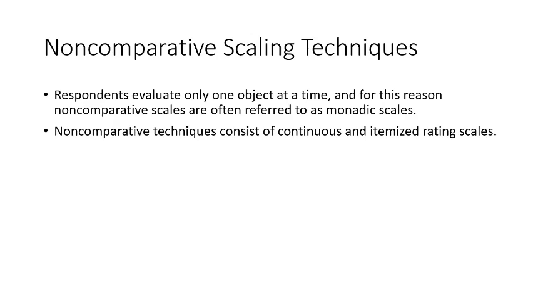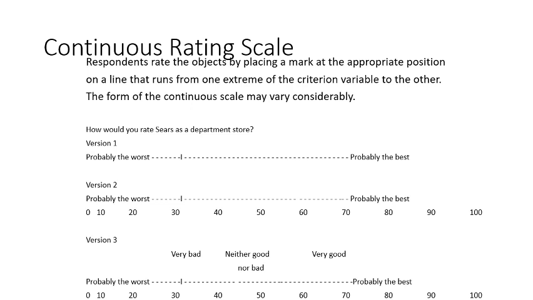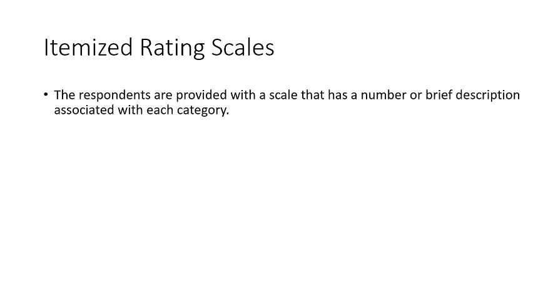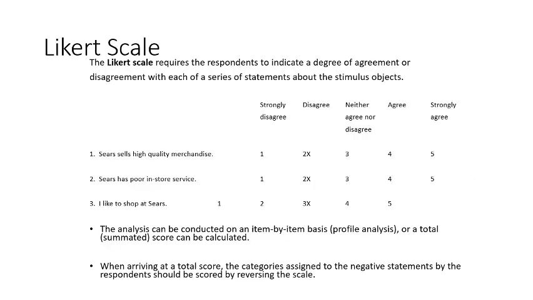Another discussion: you have usually seen these scales. Let's suppose this is a continuous rating scale, and you have seen this itemized one, and this is a Likert. This is the most used technique, and most probably you have seen it. In fact, you are using it in your lecture rating, a 1 to 5 scale. You are rating from strongly disagree to strongly agree.